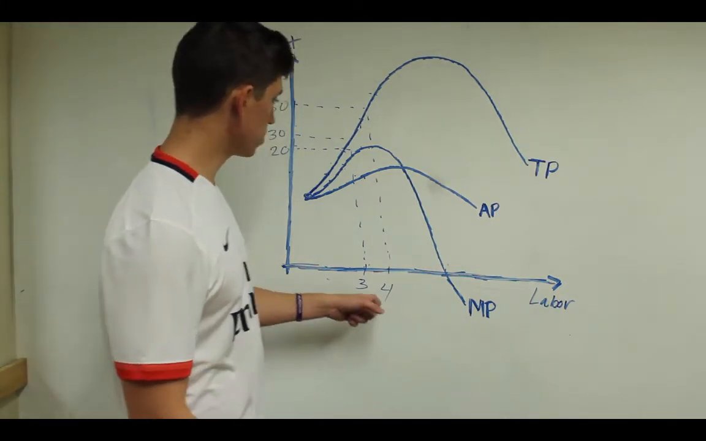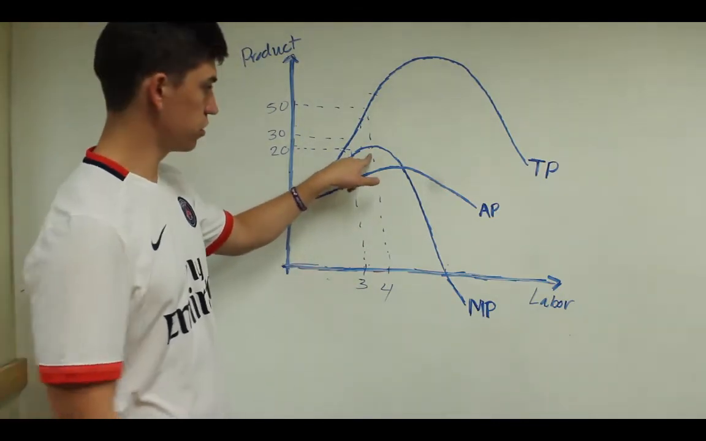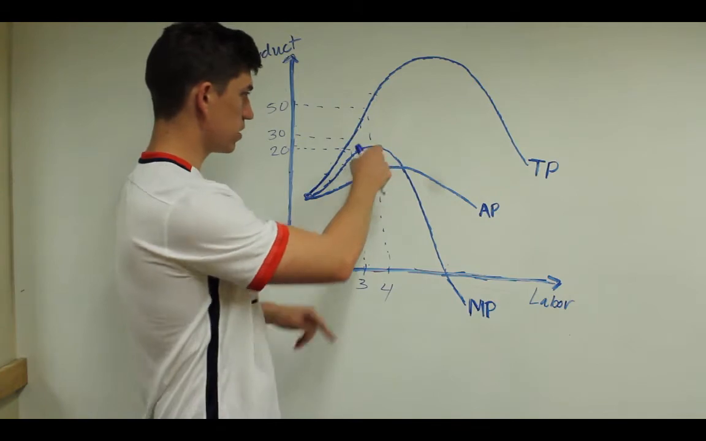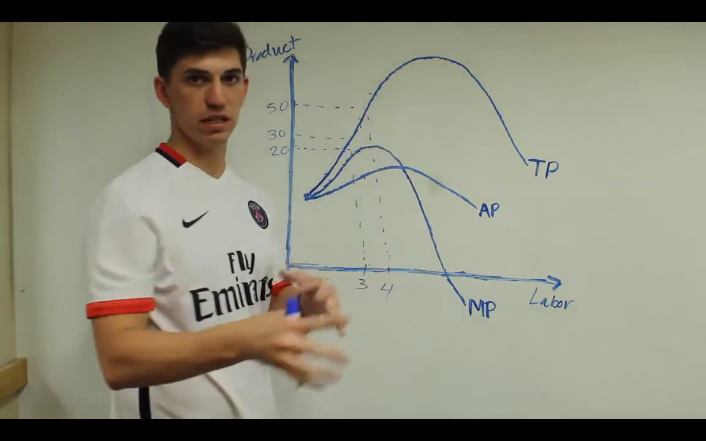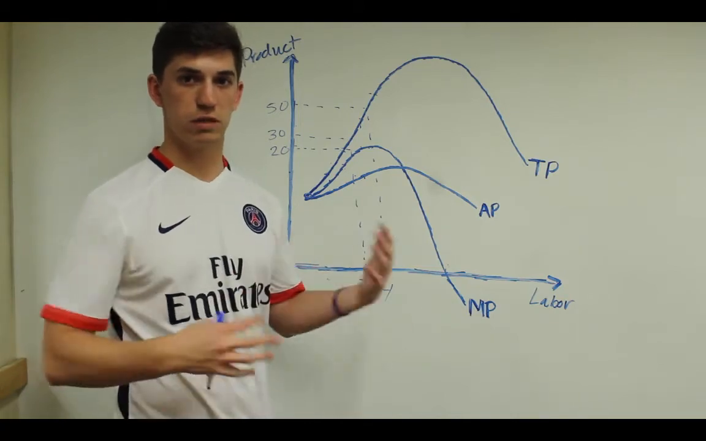Okay, so you can see then that we reach a maximum here on our marginal product curve. So this maximum is exactly when the slope of this is as steep as it gets. So when the additional output that I get from the next worker is at its peak.